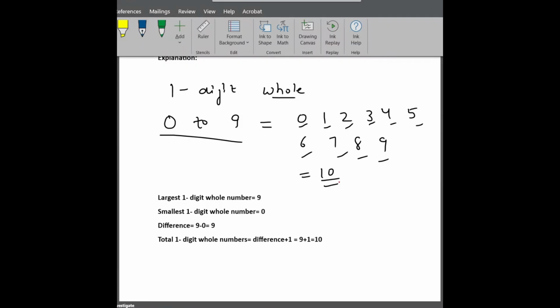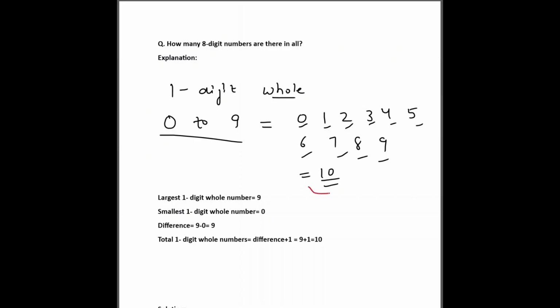Earlier, if we were counting, which is the most basic method, not practically possible for large numbers, you were getting the answer as 10. The same answer you are getting if you are using this method, right? It means this method is practically feasible as well as correct, and it can provide you accurate answers. So we'll be using this method to figure out how many 8 digit numbers are there in all.